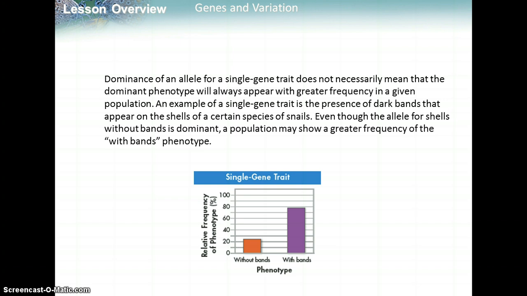An example of a single gene trait is the presence of dark bands that appear on the shells of a certain species of snails. Even though the allele for shells without bands is dominant, a population may show a greater frequency of the with bands phenotype.